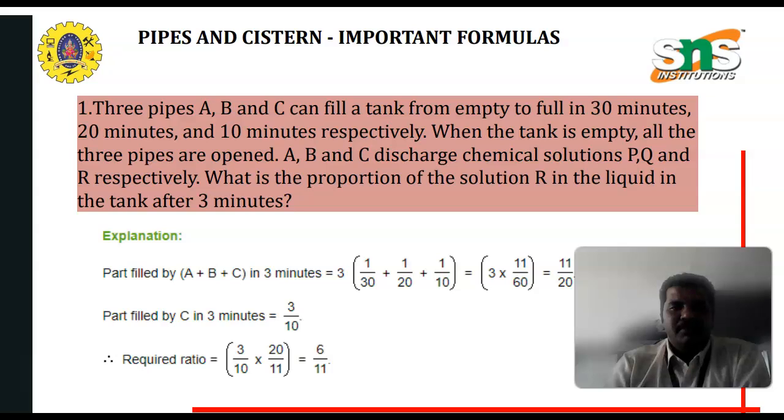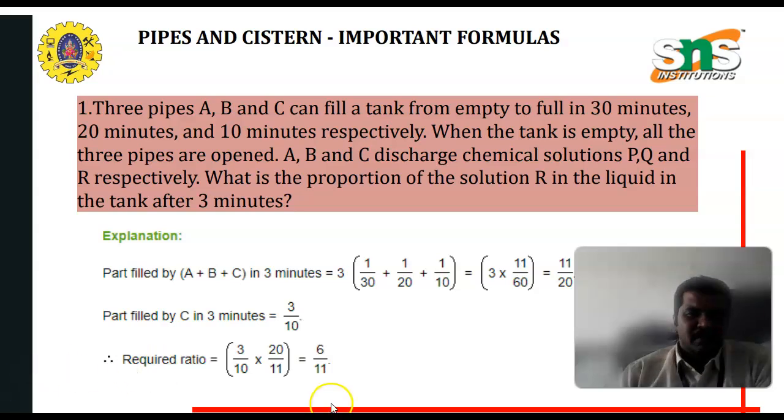So, three pipes A, B and C can fill a tank. Here we are going to see the explanation for the particular problem. Three pipes A, B, C can fill a tank from empty to full in 30 minutes, 20 minutes and 10 minutes respectively. When the tank is empty, all three pipes are opened. A, B, C discharge chemical solutions P, Q and R respectively. What is the proportion of the solution R in the liquid in the tank after 3 minutes? That is our problem.